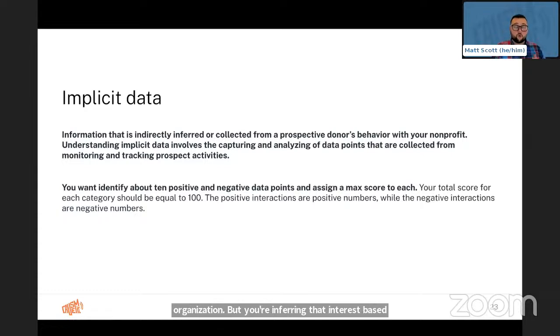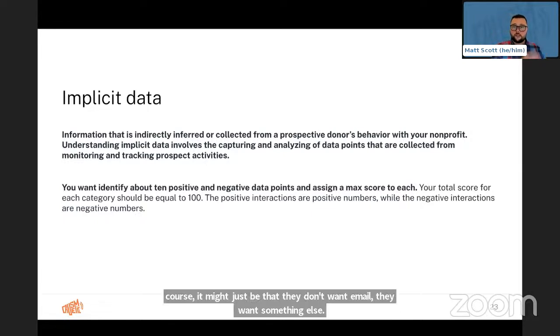Behaviors that impact score negatively can also be examples of implicit data. So let's say that you have a donor that is getting a new donor welcome series, right? And you're thinking, I think this is a very good prospect for a mid-level gift because their first gift was $500. And we think that they're a good prospect for a mid-level gift based on that and their age and their location. And they opened up this email and they unsubscribed from our welcome series. That would have a negative score because they're saying that they are less interested in the content. Now, of course, it might just be that they don't want email, they want something else. So this is why it's inferred. It's not perfect, but it's inferred.